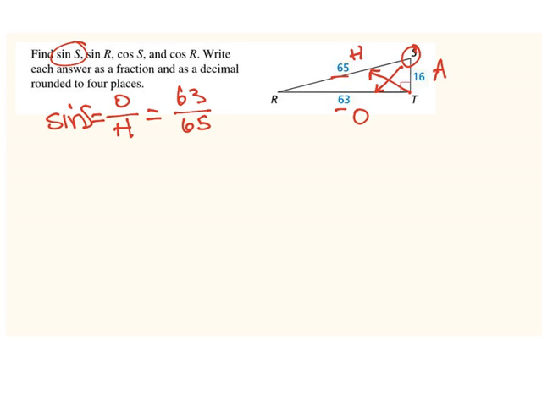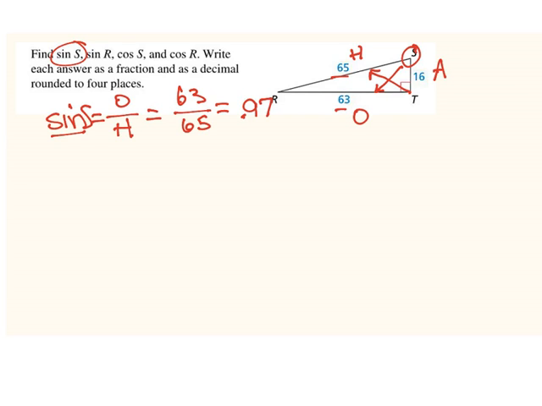Okay, so 63 divided by 65 is 0.97 rounded. It's really 0.969, blah, blah, blah, but I rounded it to 0.97. And so that's the sine of S.